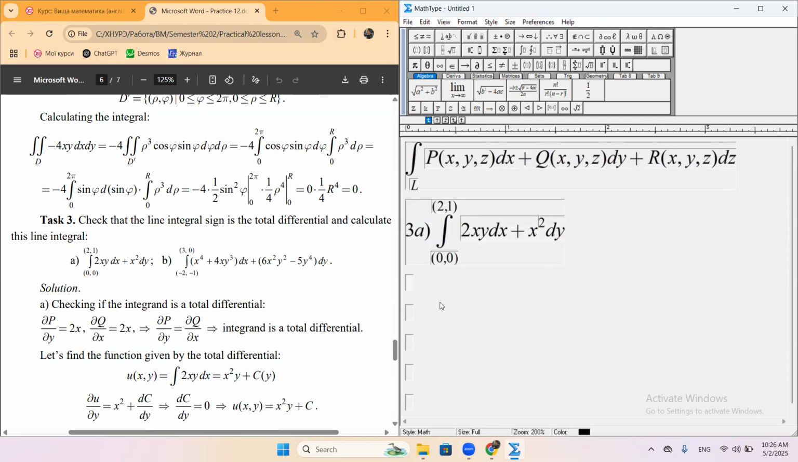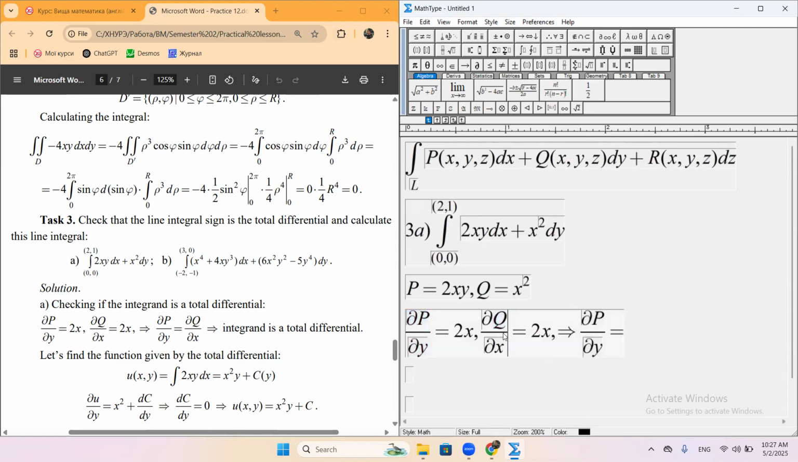So let's verify actually that we have a total differential. So p equals 2xy and q equals x square. How to prove it? We need to check if the derivatives dp by dy equals dq by dx. So dp by dy equals 2x, and dq by dx equals 2x. So we see that dp by dy equals dq by dx, and it means that we have a total differential under the integral sign.